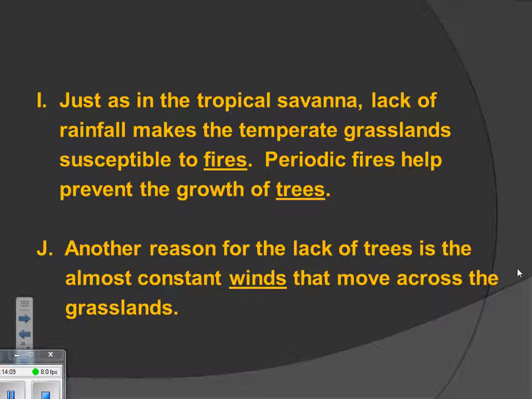Another reason for the lack of trees is the almost constant winds that move across the grasslands. When you don't have trees, or when everything is flat, there's nothing to slow the wind down. So it comes rolling off the Rocky Mountains and across the prairies, and it just maintains speed. There's nothing to slow it down, and so that means that it's difficult for trees to ever develop.